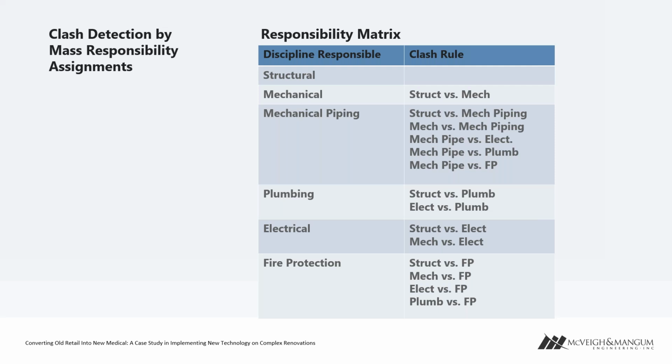The next part, because of our ability to leverage basically one repository for everybody to see the clashes and issues, we did this thing called clash detection by mass responsibility assignments. And I hate that language because it actually sounds really lazy. So we now just call it coordination through collaboration, because we don't use the word collaboration enough, I think. So why not use it more?